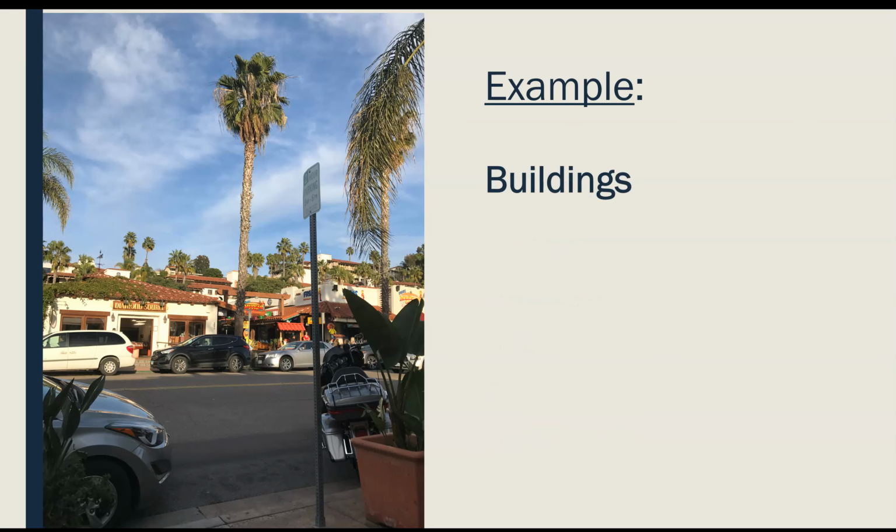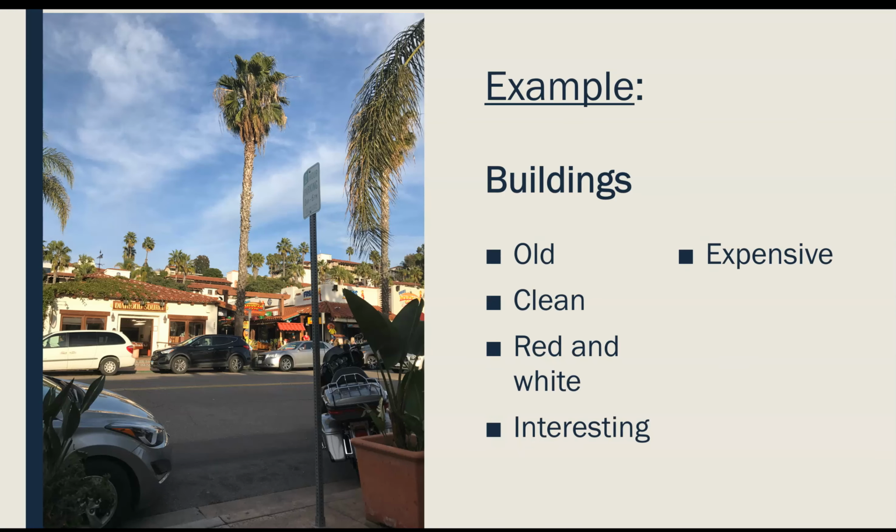Okay, here's another example for buildings. Right, again, we have different adjectives to describe. The buildings are old, clean, red and white, interesting, expensive. Okay, and don't forget, you can always use colors to describe, right? Like when somebody asks, which one is your car? You tell them, oh, the green one or the white one. Right? It's good describing words for things.